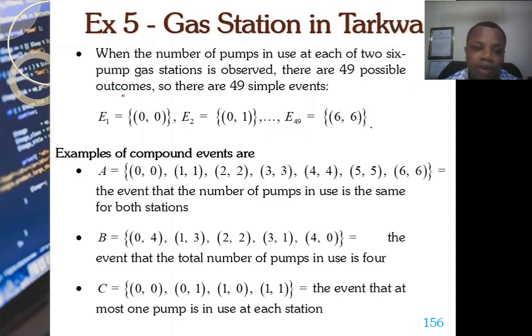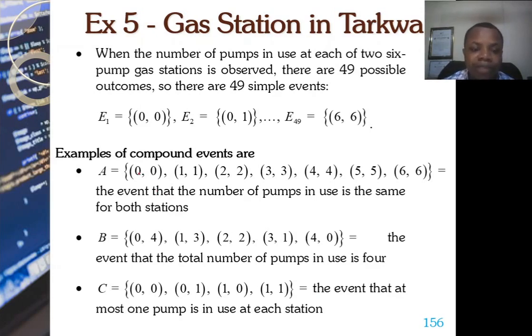Now let's think about the compound events. Suppose that we are considering the event that the number of pumps in use is the same at both stations. For this to be realized, it means that the number of pumps being used at station 1 should be the same as the number of pumps being used at station 2. And this is simple.